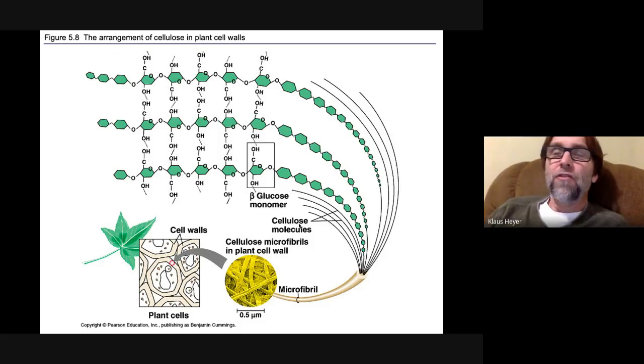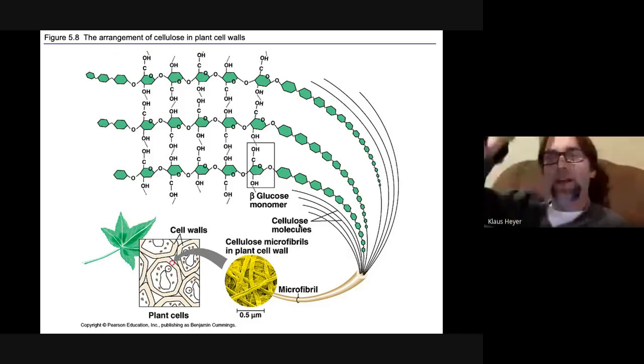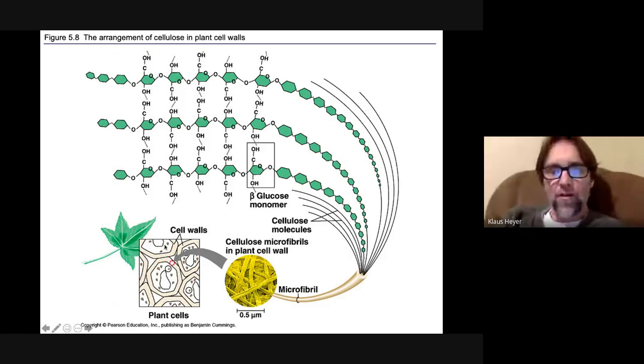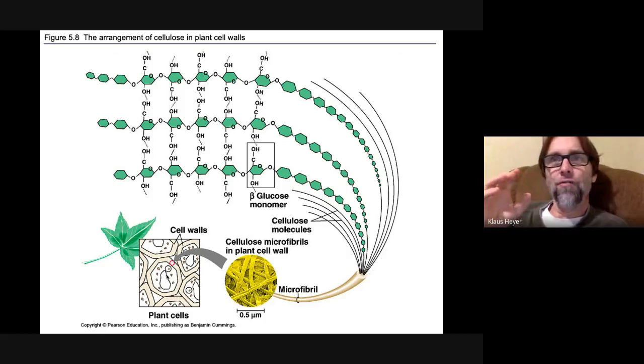Plants don't have a skeleton, obviously, so they need some way to stand up. How does a tomato plant stand up? Its cells, like this picture of the cells, have a strong wall around them that's made of carbohydrate. It's made of cellulose, right? So they have walls, actually.